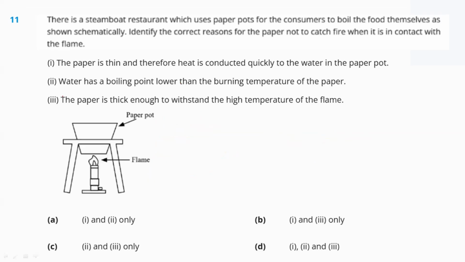Next, there is a steamboat restaurant. Now we have science questions after this. There's a steamboat restaurant which uses paper pots for the consumers to boil the food themselves, as shown schematically.